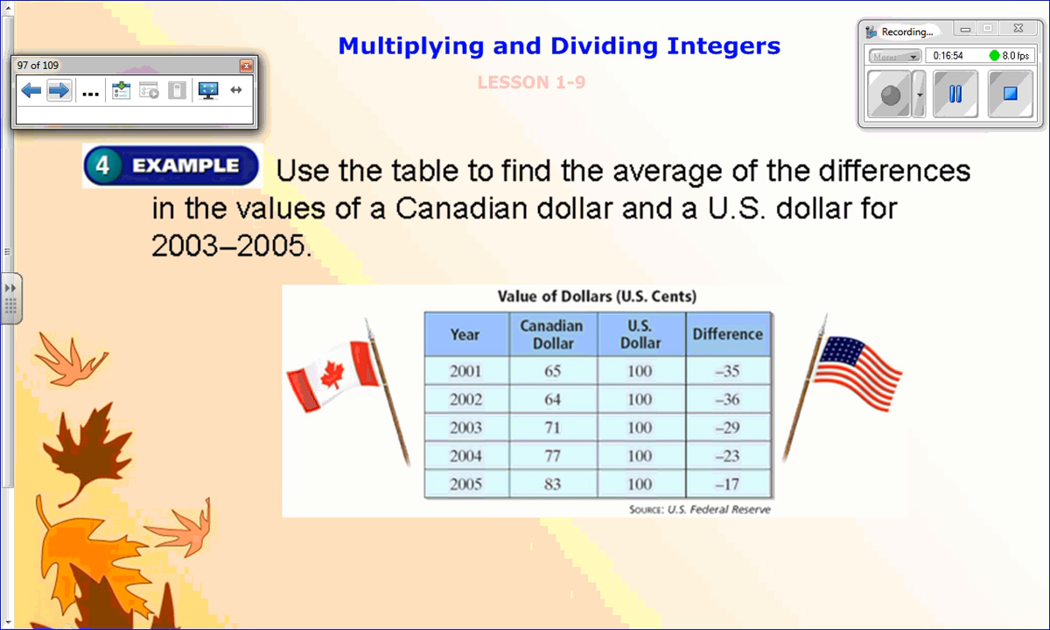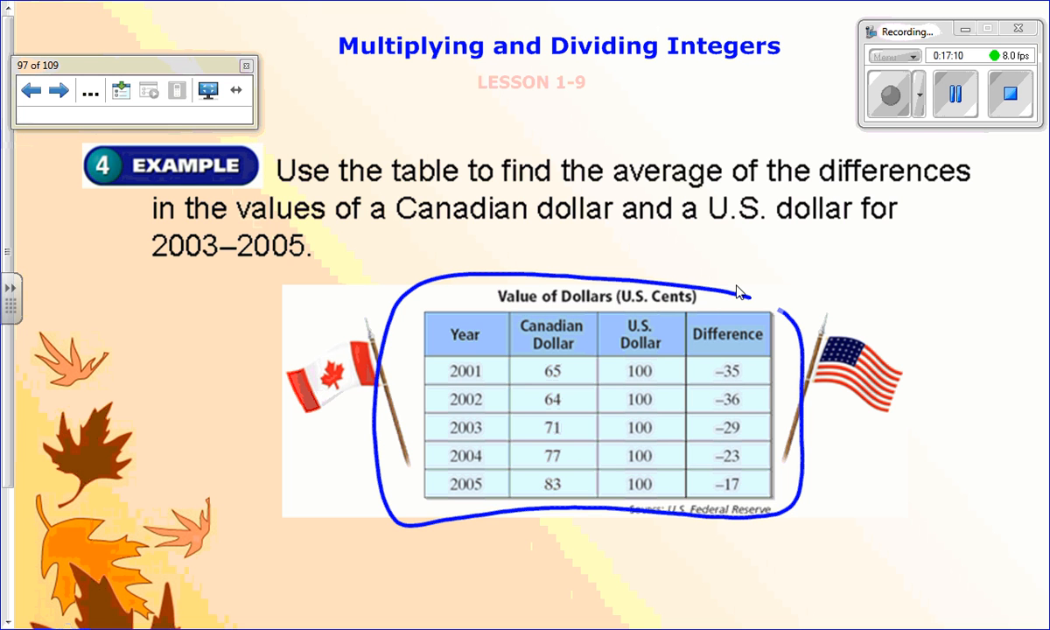All right, and last example, and then we are all done. Use a table to find the average of the differences in the values of a Canadian dollar and a U.S. dollar for 2003 through 2005. So we're going to use this table here. And we're going to use the column that says difference because they want the differences. So if we take a look, we don't worry about 2001 or 2002 because they say I want to know for 2003 through 2004 and 2005.